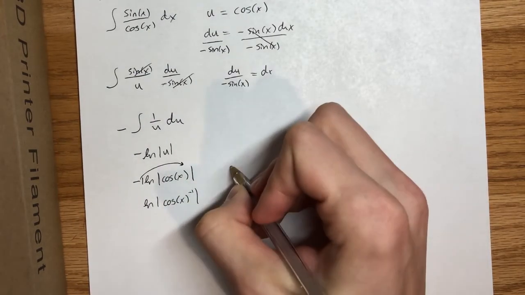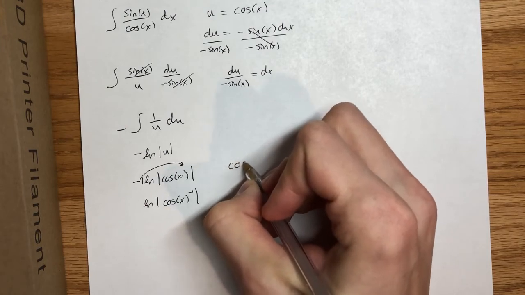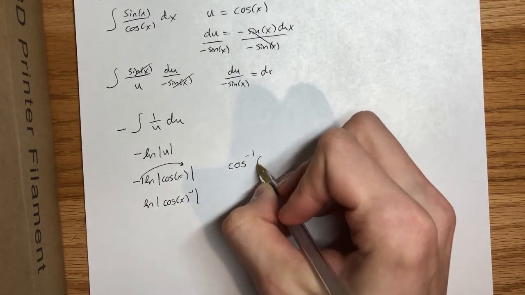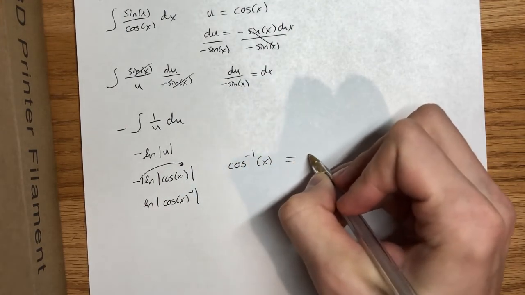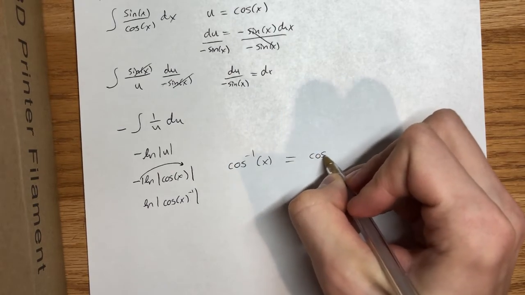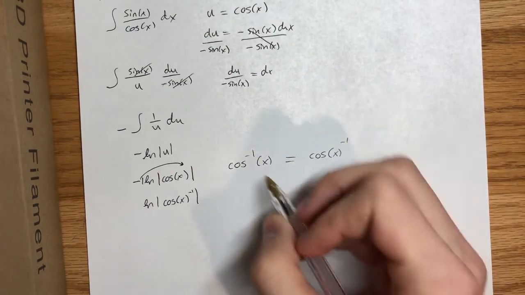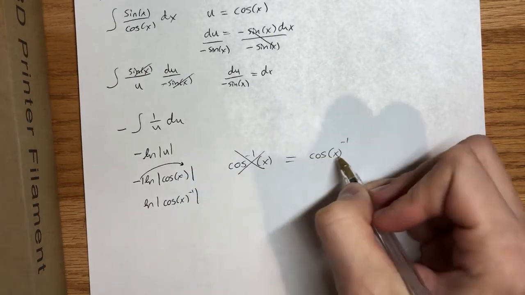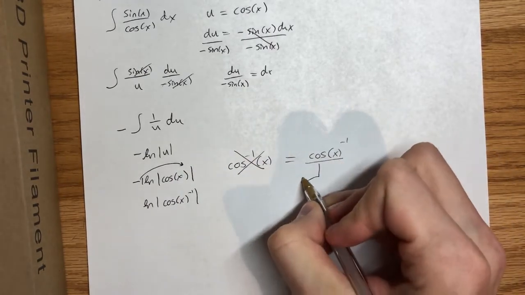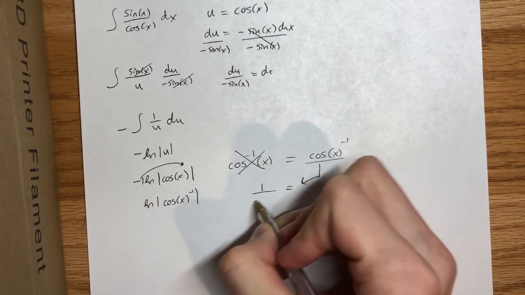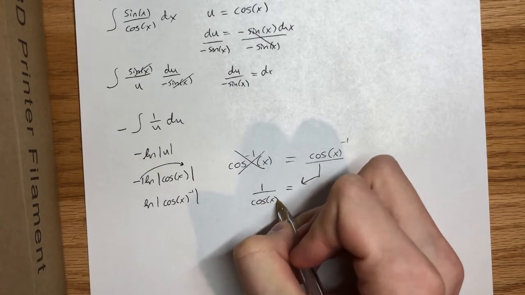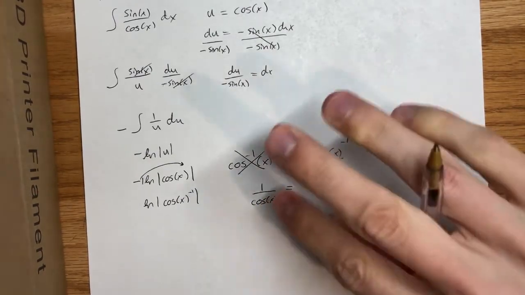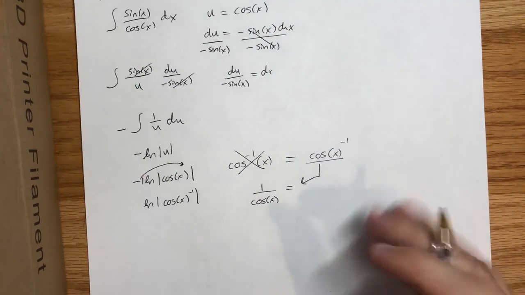And this is not the same as inverse cosine. So cosine inverse of x is not the same as cosine of x to the negative 1, because that's not what we want. This is what we want, because this is equal to 1 over cosine of x. That's what this negative 1 means. We're just flipping it. It means it's in the denominator.